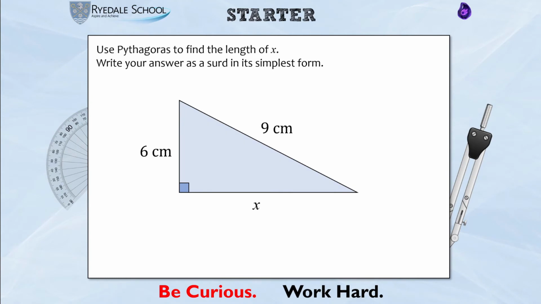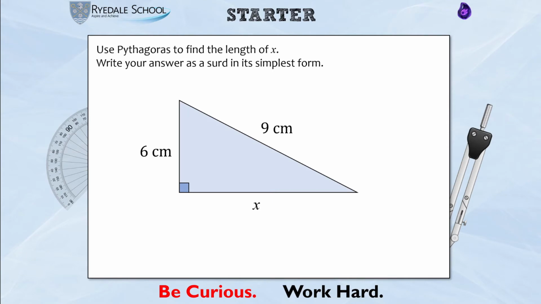However, before we get started, let's do a little activity to wake up our brains. I would like you to use Pythagoras' theorem to find length x. But unlike Year 9, I don't want you to write your answer as a decimal. I would like you to write your answer as a surd in its simplest form. So I would pause the video here because I'm about to go through the solution.